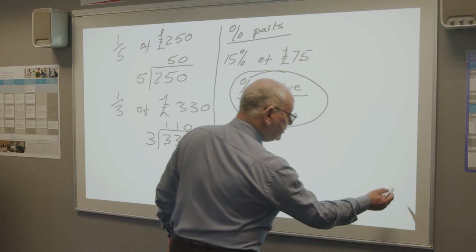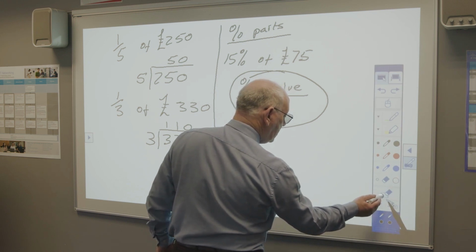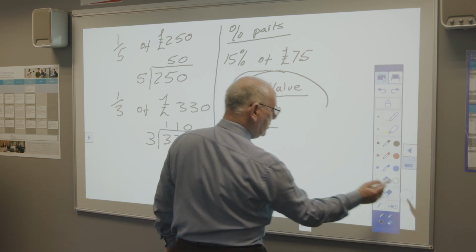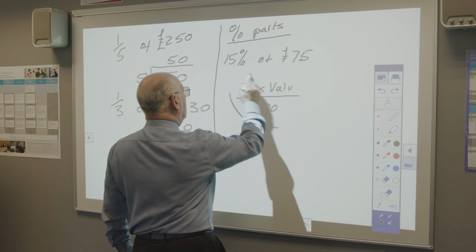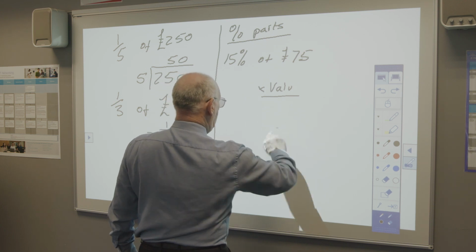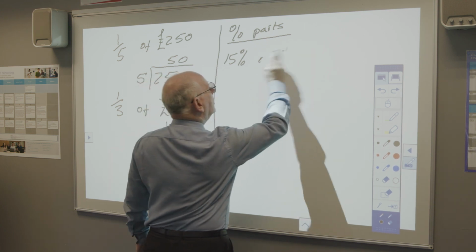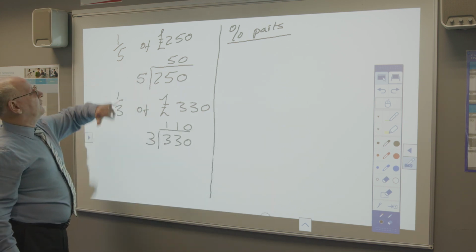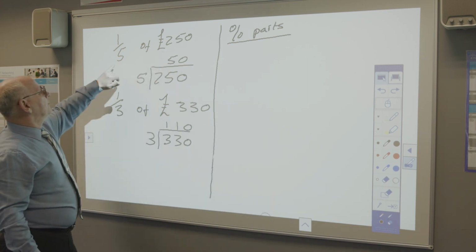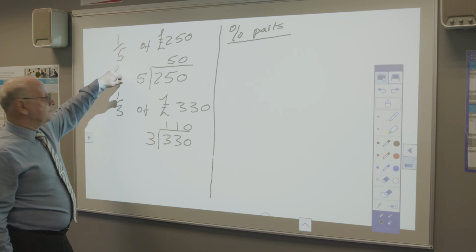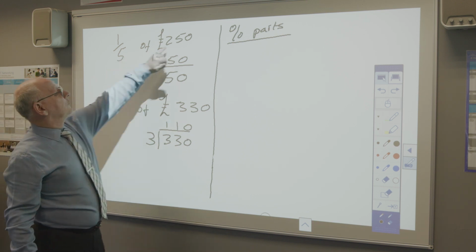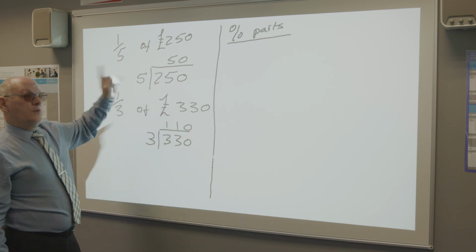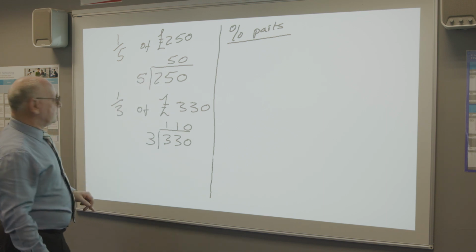Going back to fractions, you're dividing the value by the bottom number of the fraction. So if you want a fifth of £250, you divide 250 by 5, that will give you 1/5, which is £50.